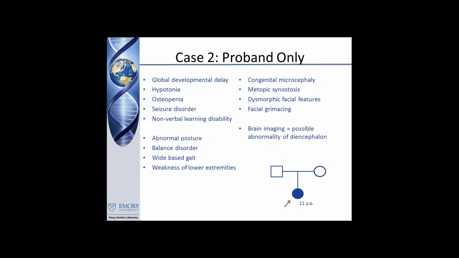The second case we're going to talk about was another Proband Only case. It was an 11-year-old female with developmental delay, hypotonia, seizures, wide-based gait, abnormal posturing, some dysmorphic features, and an abnormality on brain imaging.